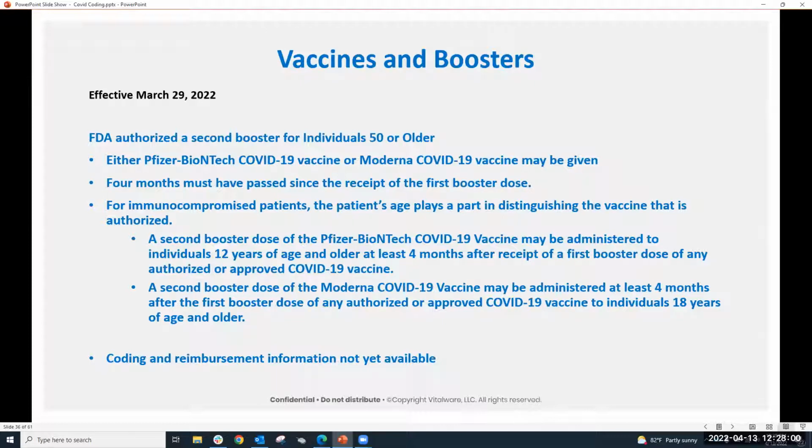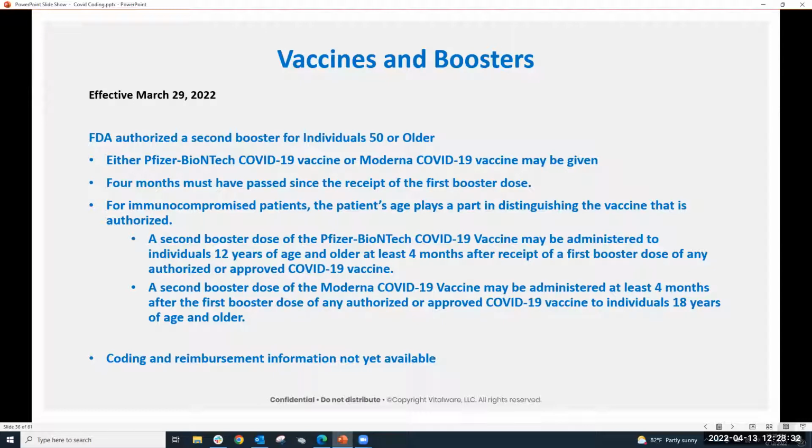So for the Pfizer vaccine, a second booster is allowed for immunocompromised patients 12 and older. And then for the Moderna, they have to be over 18 years old. So that's how you can tell which one should be given. And then the coding and reimbursement information is not available for this yet, but I'm sure that we will be presenting it at our next webinar on COVID.